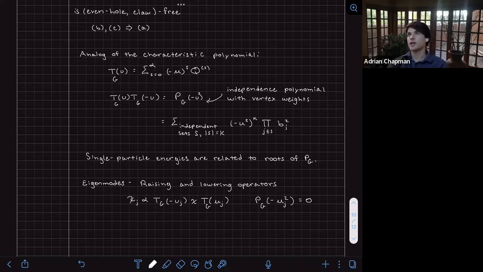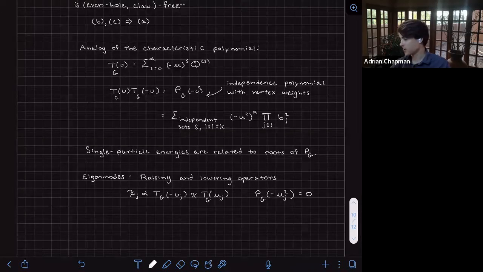Right. So it's an interesting remark that the independence polynomial of a claw-free graph has real roots. Maybe it's not obvious a priori that this polynomial has real roots, which would in fact be the single particle energies of the Hamiltonian. But in this case, because the graph is claw-free, you do have that. And furthermore, the roots of P of G of X are on the negative real axis. So you're guaranteed that U can take a real value.